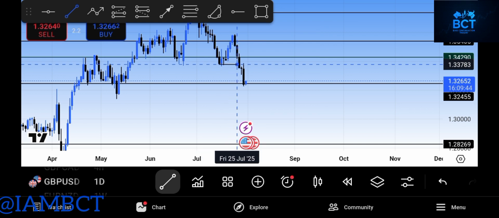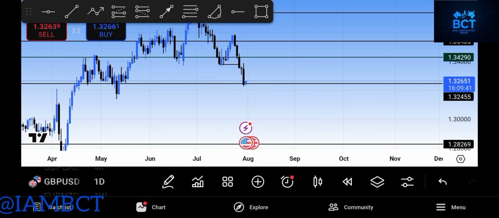So this is that break of structure to the downside, and as you can see, this is a supply zone right here. That is a lot of pluses here, but we're going to see it clearer on the four-hour time frame.